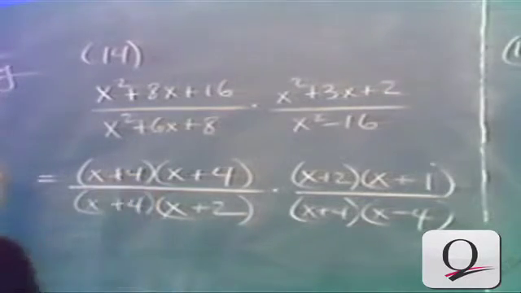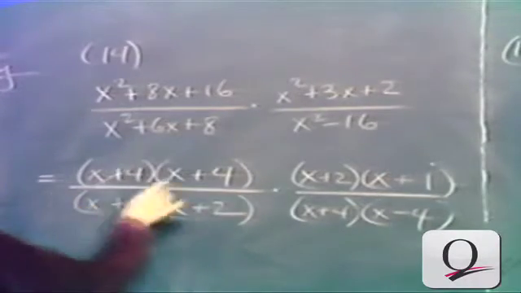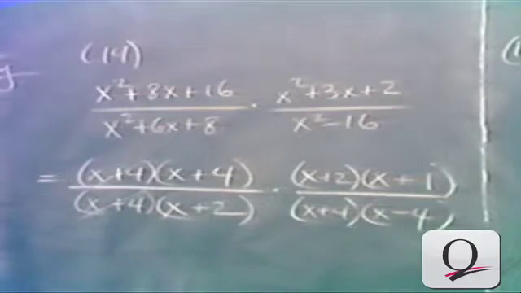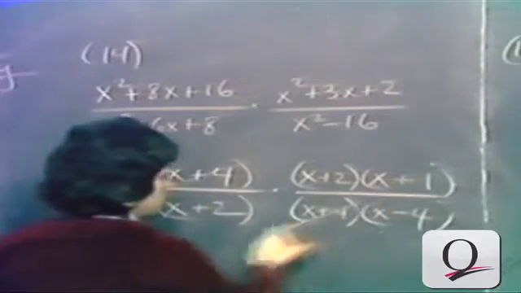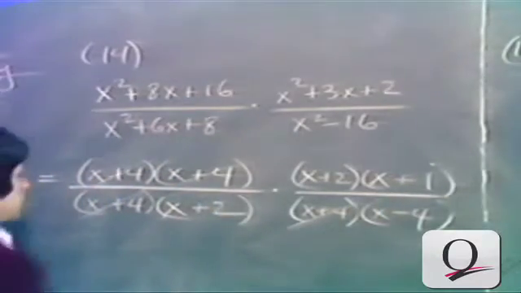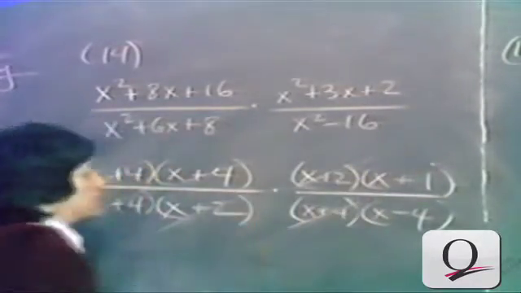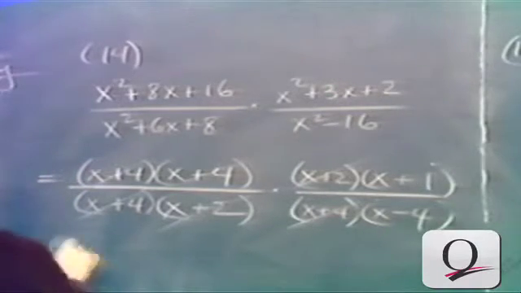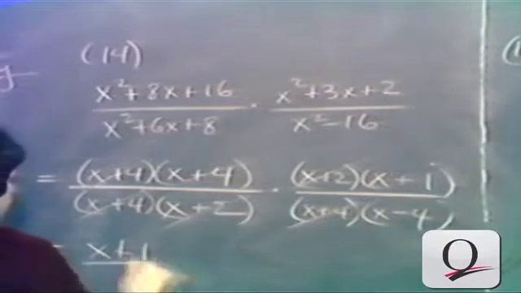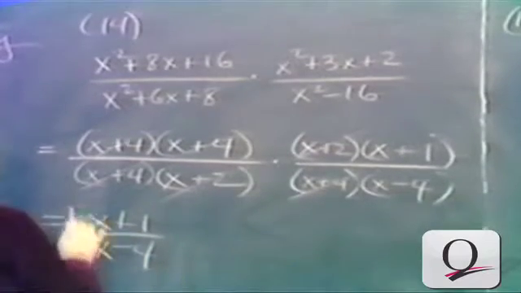Okay, x plus 4. You can divide numerator and denominator, cancel those x plus 4s. You could also, over here, cancel this x plus 4 with this one, and this x plus 2 with that, leaving us with a final answer of x plus 1 over x minus 4.